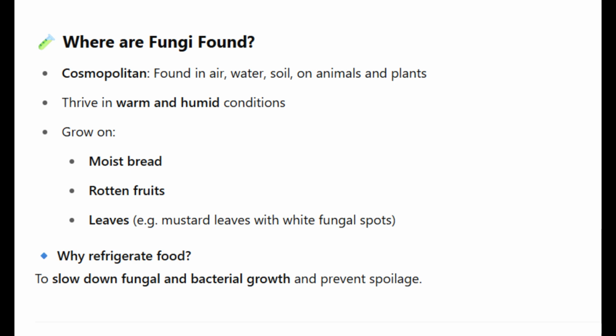Cosmopolitan. Found in air, water, soil, on animals and plants. Thrive in warm and humid conditions. Grow on moist bread, rotten fruits, leaves, e.g. mustard leaves with white fungal spots. Why refrigerate food? To slow down fungal and bacterial growth and prevent spoilage.